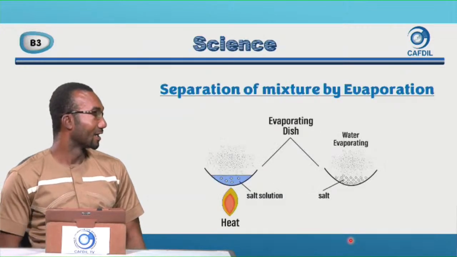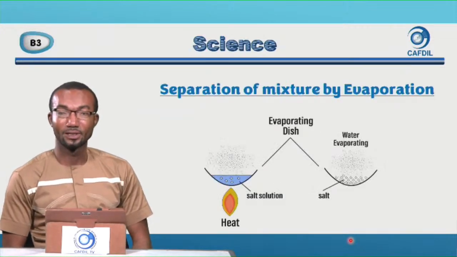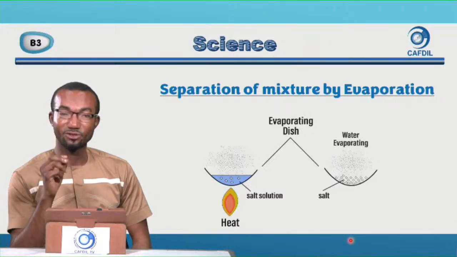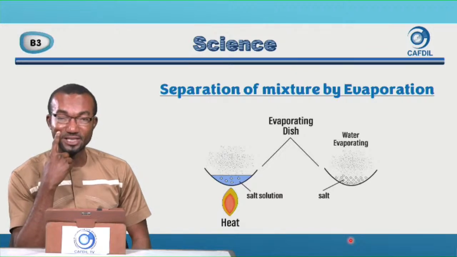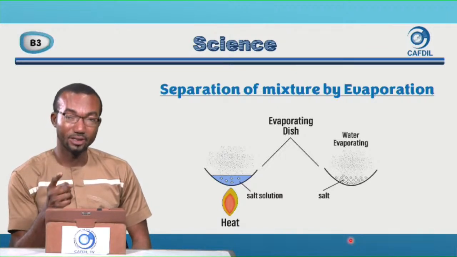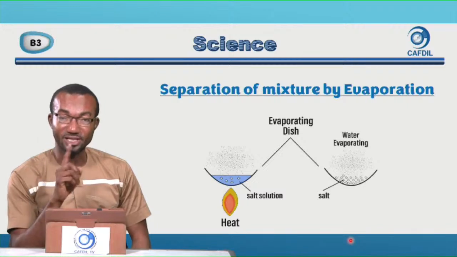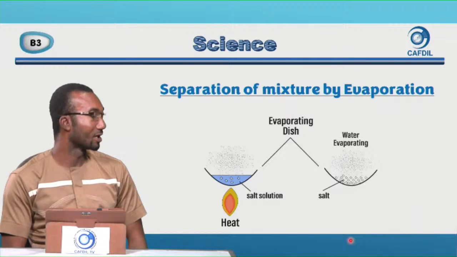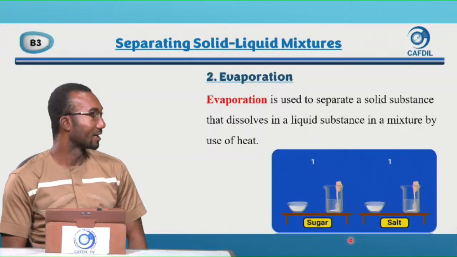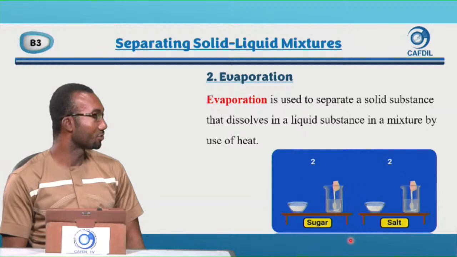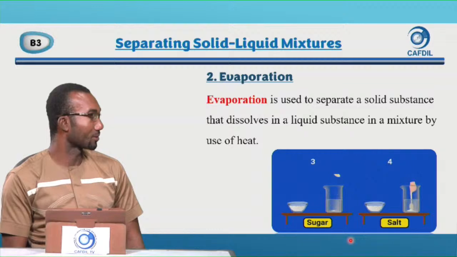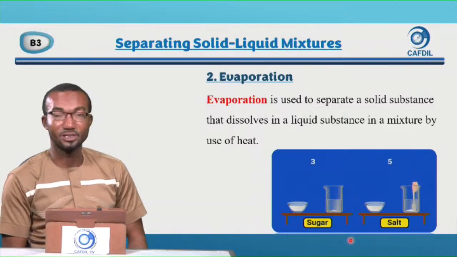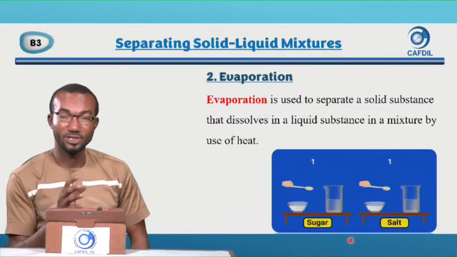Good. Now let's look at the second one. That's evaporation. At the beginning, we said that if the solid particles are large enough to be seen, you use filtration. If the solid particles cannot be seen in the liquid, then you use evaporation. So we give examples of salt and sugar. Evaporation is used to separate a solid substance that dissolves in a liquid substance in a mixture by use of heat. So you can use heat to separate them.